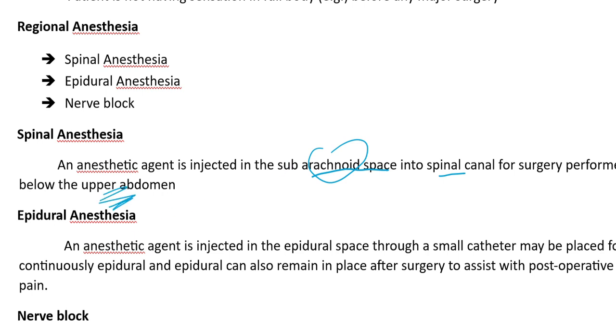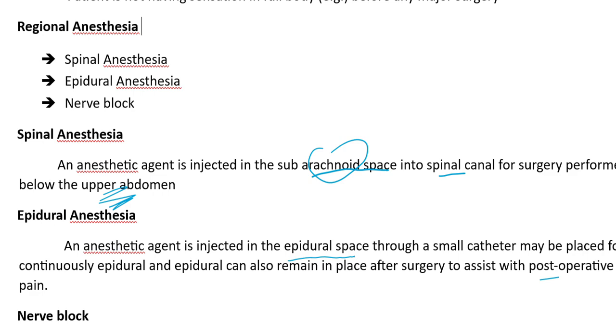So what is epidural anesthesia? An anesthetic agent is injected in the epidural space. Through a small catheter, it may be placed for a continuous epidural, and the epidural can also remain in place after surgery to assist with post-operative pain.